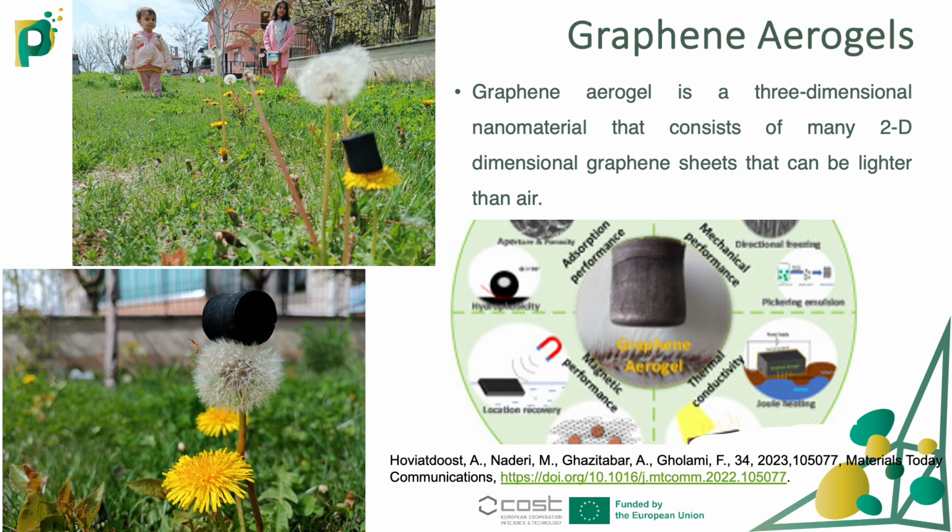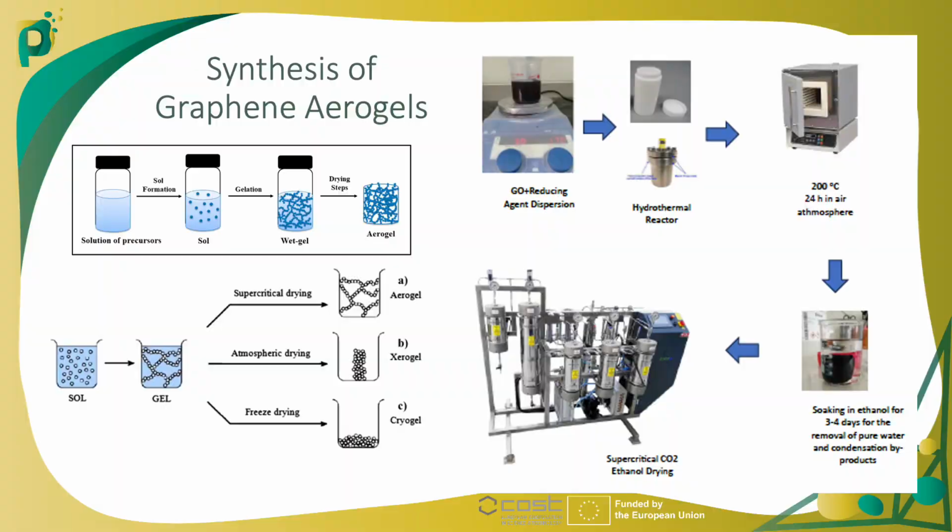The graphene aerogel is a three-dimensional nanomaterial that consists of many two-dimensional graphene sheets and can be lighter than the air. As you see in the picture, this material is so lightweight, and different nomenclature is used depending on the drying process of this material.